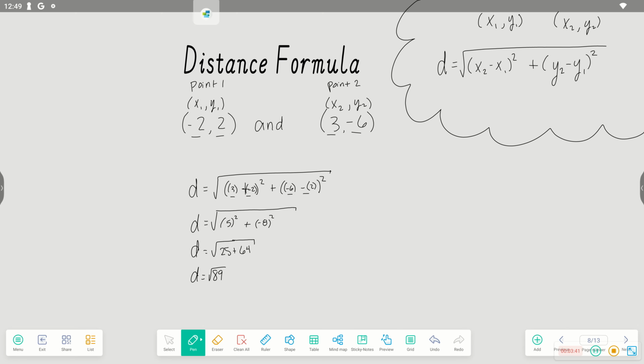If they said approximate or asked you to round to a certain decimal place, then we could go ahead and say that the distance is approximately 9.4, whatever our units are. We might just say units. They might give you a context where you need to say what the actual units for distance are.